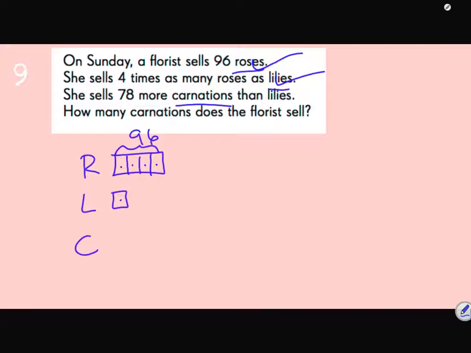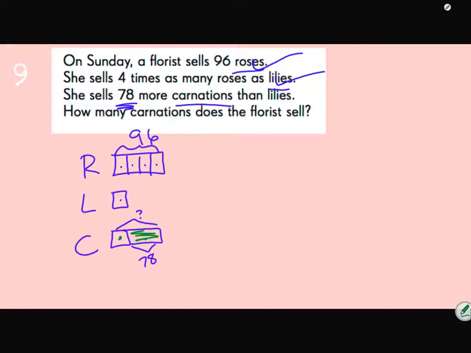So then she sells 78 more carnations than lilies. So here's carnations. It would be the same as lilies, but it's 78 more. So I'm going to add a bar to represent 78. Now that bar is not necessarily equal to those other ones. It's just a separate piece, so I'm going to add that on. And I need to figure out how many carnations have been sold here. So, I mean, 78 is known. This is 78, but geez, wouldn't it be nice to know what this mystery piece is right here?